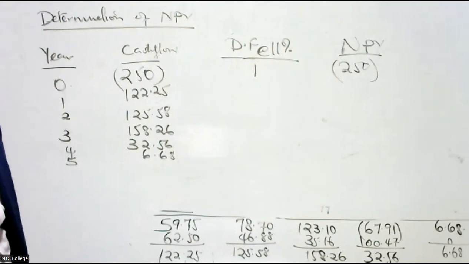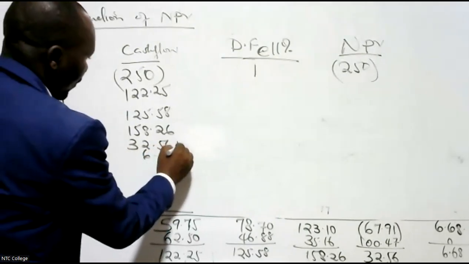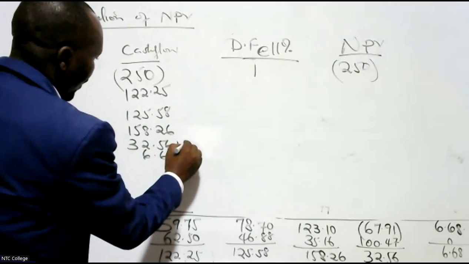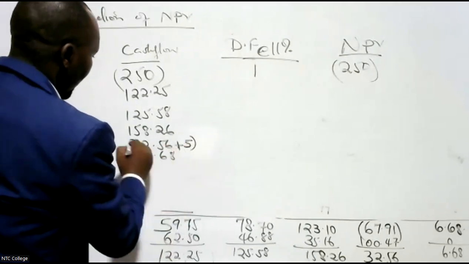The value of scrap value. Yeah, scrap value we can add on the last one. It is normally year 5, but here it is in the 4th year. So on the 4th year we will add the scrap value here. It was supposed to be 5. So we are going to have that plus that.